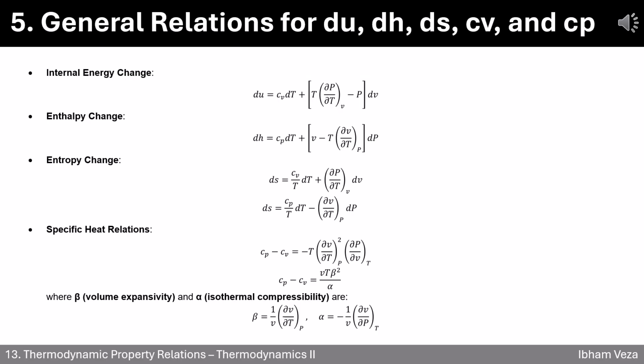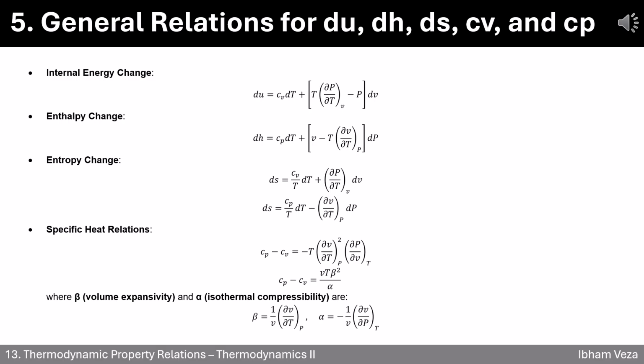5. Master energy and entropy calculations with general relations. Let's make your thermodynamic calculations more powerful. This slide gives you general relations for internal energy, enthalpy, entropy, and specific heats, covering both constant volume and constant pressure processes. Instead of memorizing separate equations for every case, you'll see how changes in temperature, volume, and pressure are all connected. Think of it like having a universal formula sheet that works in many situations.